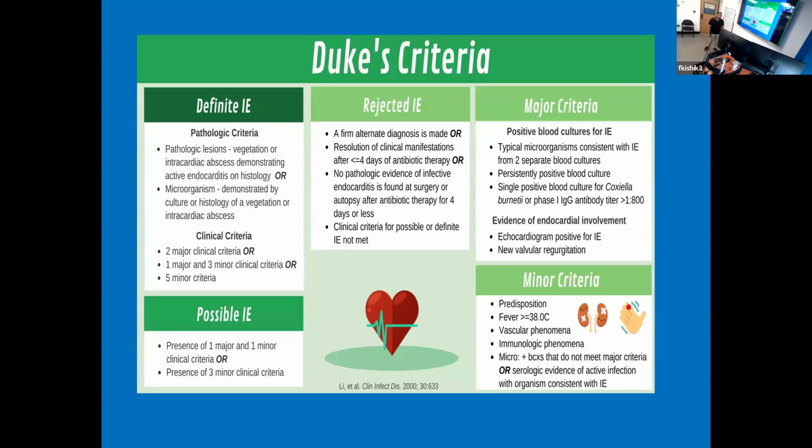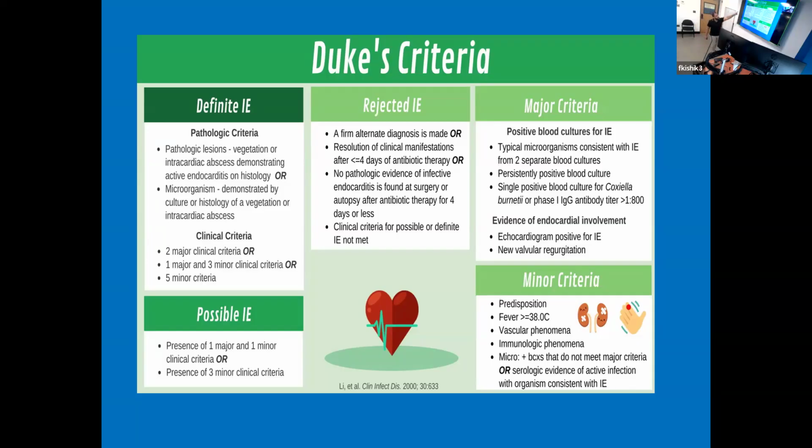To diagnose endocarditis, Jones is for rheumatic heart disease, Dukes is for endocarditis. So this I memorize as well. Dukes is going to be definite. You need either 2 major, or 1 major and 3 minor, or 5 minor. The boards love asking about this.